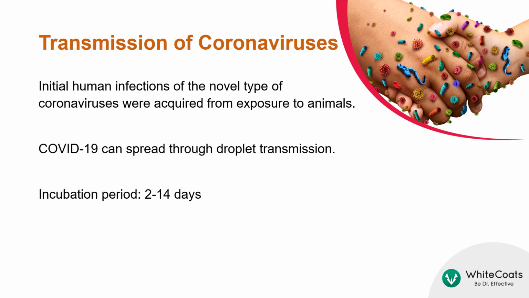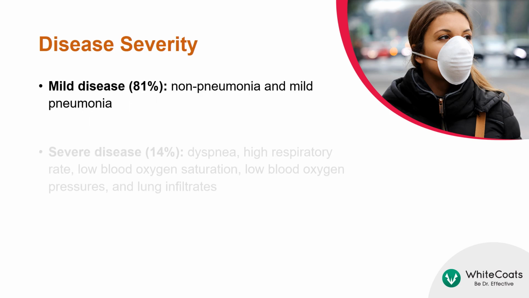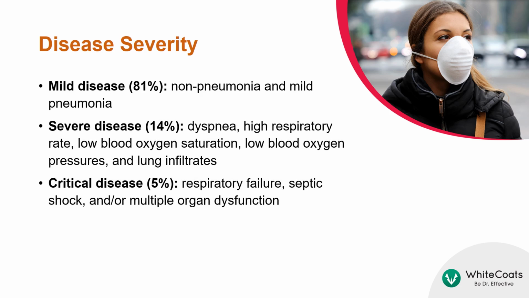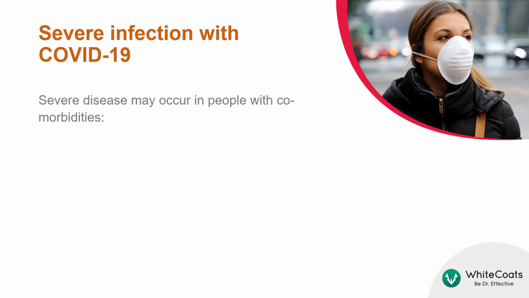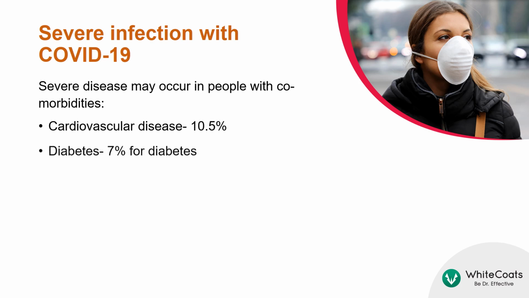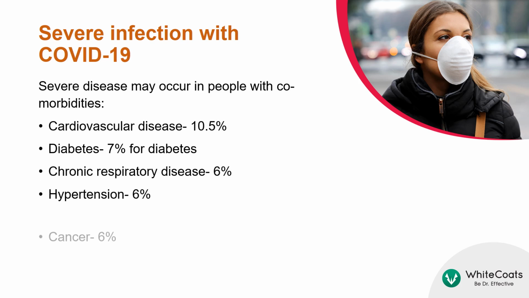Initial human infections of the novel type of coronaviruses were acquired from exposure to animals. COVID-19 can spread through droplet transmission, and the incubation period is from 2 to 14 days. The disease can be mild, severe or critical with different clinical presentations. Severe disease may occur in people with comorbidities such as cardiovascular disease, diabetes, chronic respiratory disease, hypertension, and cancer.